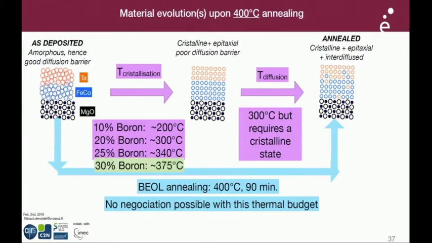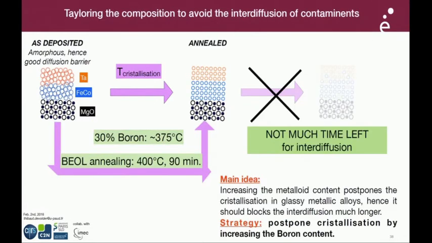And for this, the trick that has been developed here is to increase the boron content as much as possible to try to have a crystallization temperature that is as close as possible to the 400 C that you need. And if indeed you can engineer the boron content to match these two temperatures, you will not let time for the systems to interdiffuse, and you may end up in an annealed state that is much less interdiffused. Okay, so the strategy is really to postpone the crystallization till exactly 400 C, and if you manage to do that, you will minimize interdiffusion.